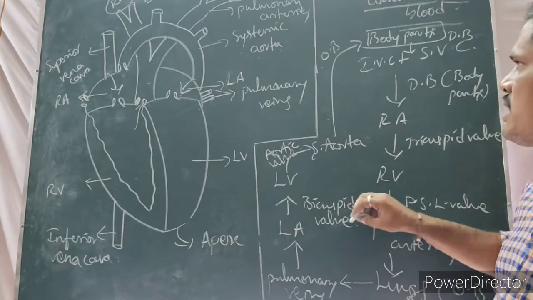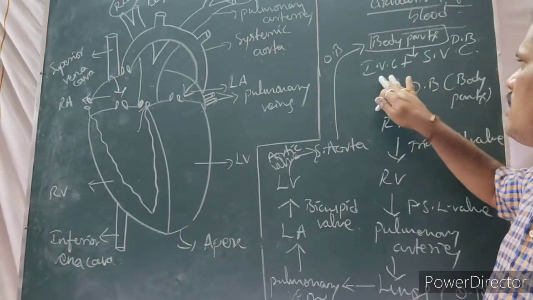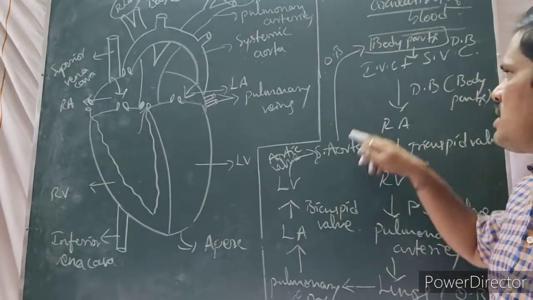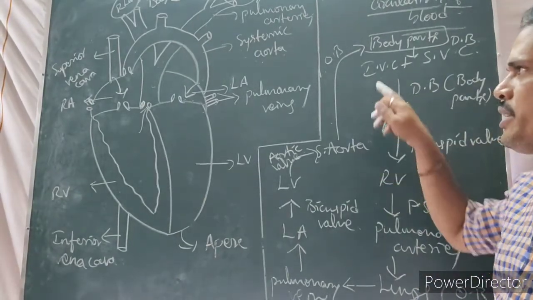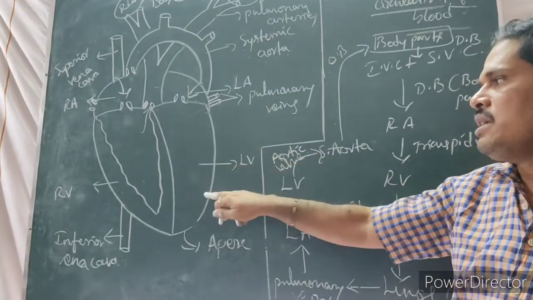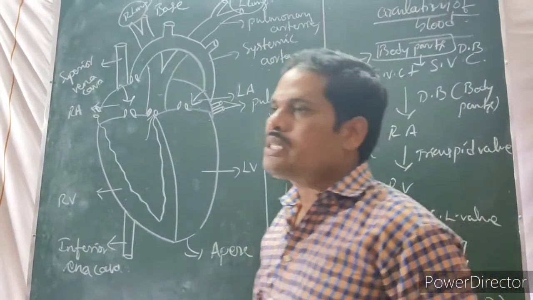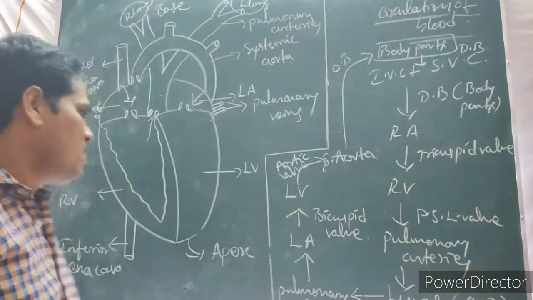So because of the cardiac cycle, what happened? Blood flows from body parts into the heart and heart into the lungs. After oxygenation, it comes back into the heart. Then heart to the body parts. This is the way blood is continuously flowing.